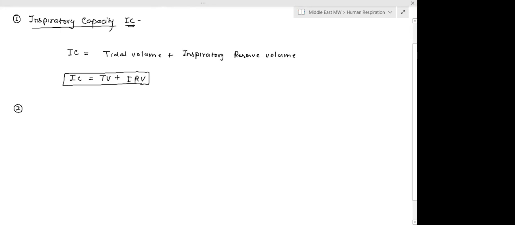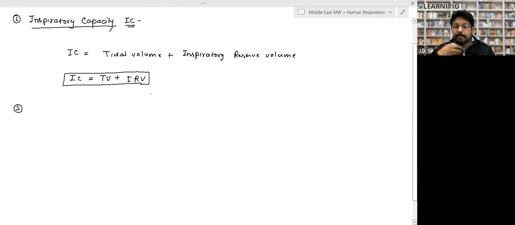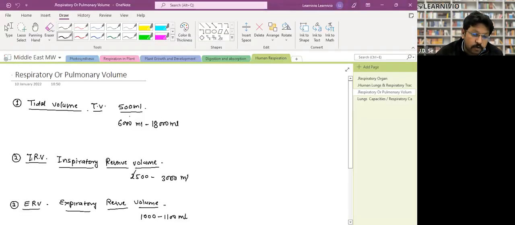Tidal volume is the normal breathing, like I am breathing in, breathing out. In the last class we studied that what we normally breathe in or breathe out is the 500 ml tidal volume. So 500 ml is the volume which we breathe in or breathe out at one time in a normal situation, right? This is called TV.